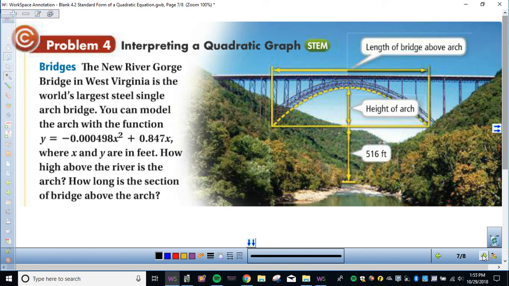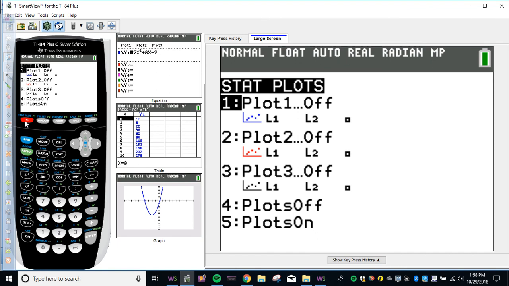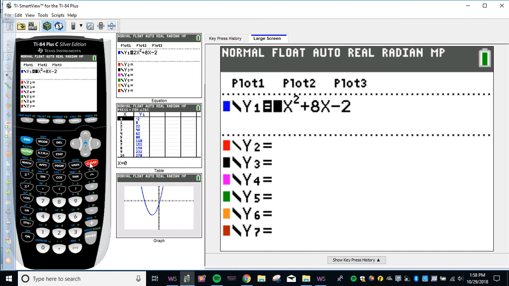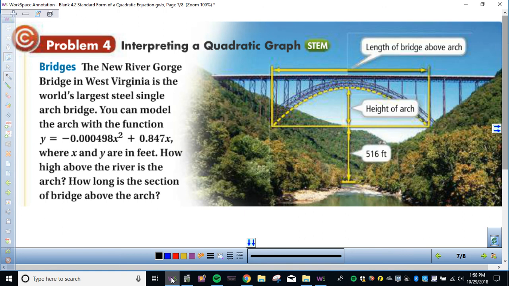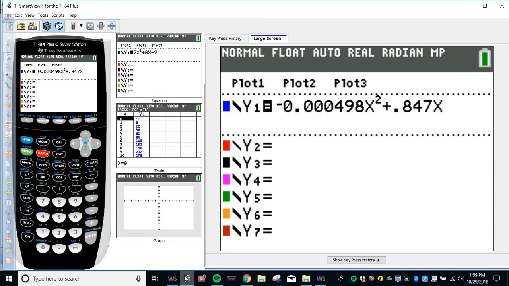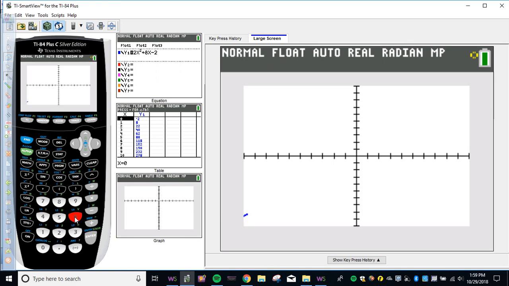So it's negative 0.30498 x squared. Make sure you double check your calculator, you get that in correctly. And then you can hit zoom 6 and see what it looks like. And it should virtually look like a straight line.